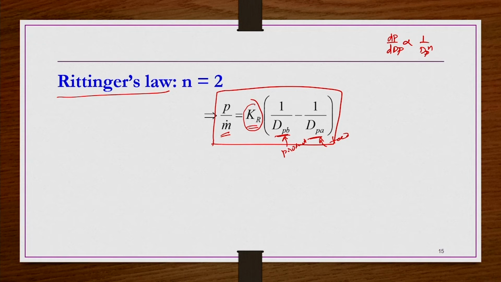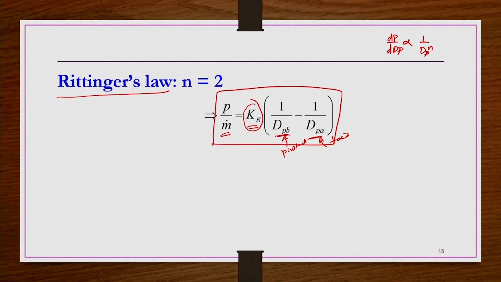Now this equation, as long as 1/dPB minus 1/dPA remains the same, the power requirement is going to be the same. That is what you can understand from this equation, because for a given material and for a given equipment, Kr is a constant, right. So as long as this 1/dPB minus 1/dPA remains the same, you will get the same power requirement. But that is not true.